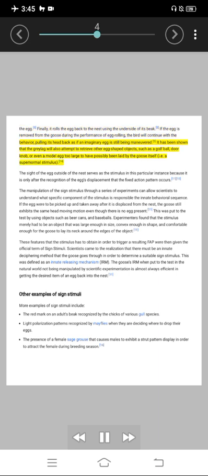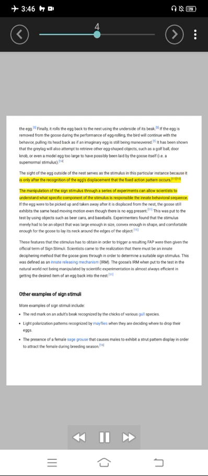It has been shown that the greylag will also attempt to retrieve other egg-shaped objects, such as a golf ball, doorknob, or even a model egg too large to have possibly been laid by the goose itself, i.e. a supernormal stimulus. The sight of the egg outside of the nest serves as the stimulus in this particular instance because it is only after the recognition of the egg's displacement that the fixed action pattern occurs.